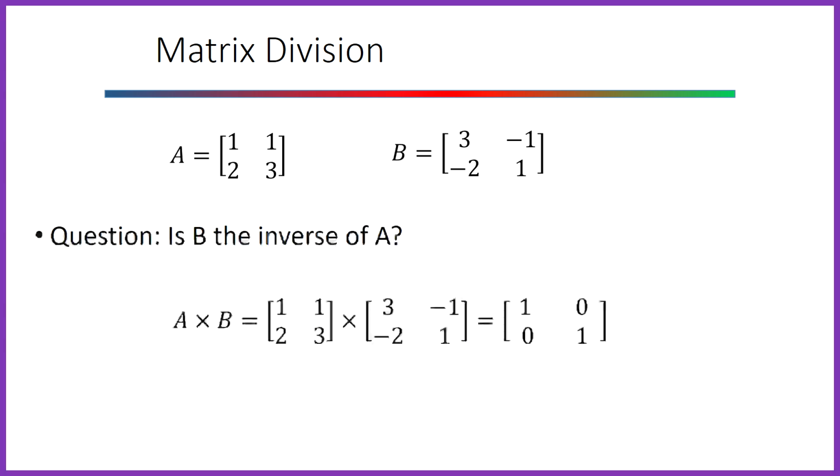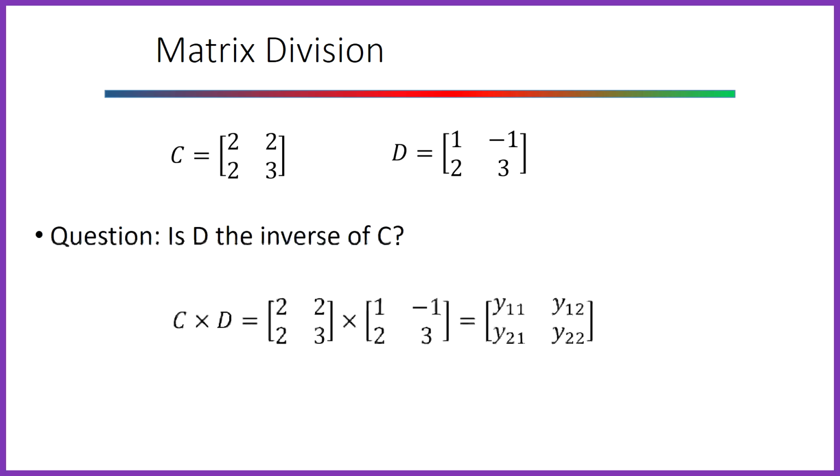So if we look at our final matrix of 1, 0, 0, 1, we can see that it does have 1s along the diagonals and 0s elsewhere. So this is the identity matrix, and we conclude that B is, in fact, the inverse of A. Let's try one more example.